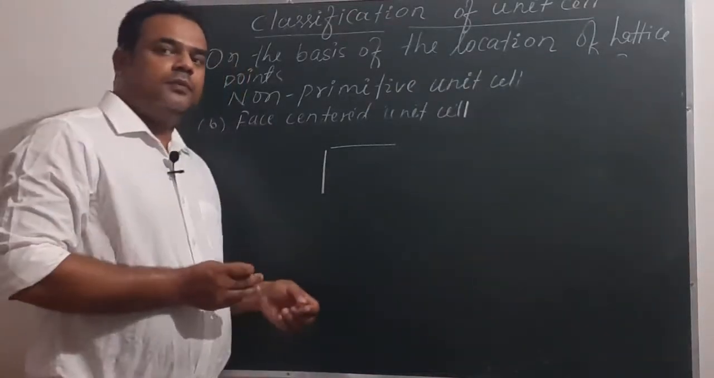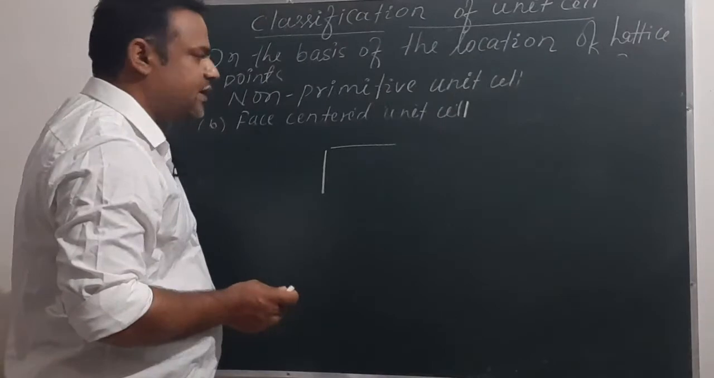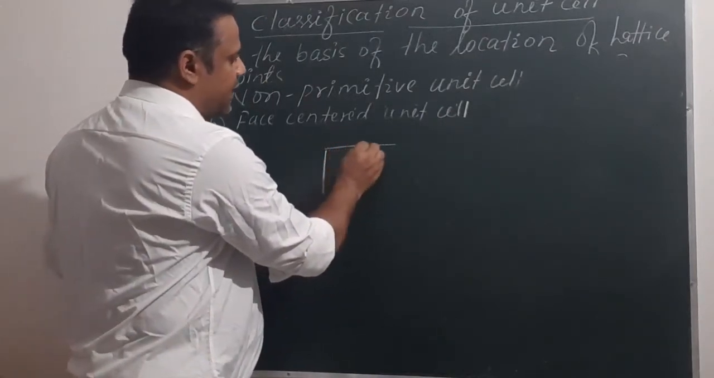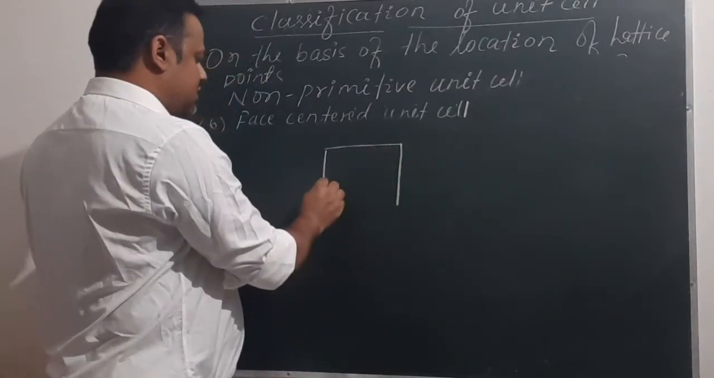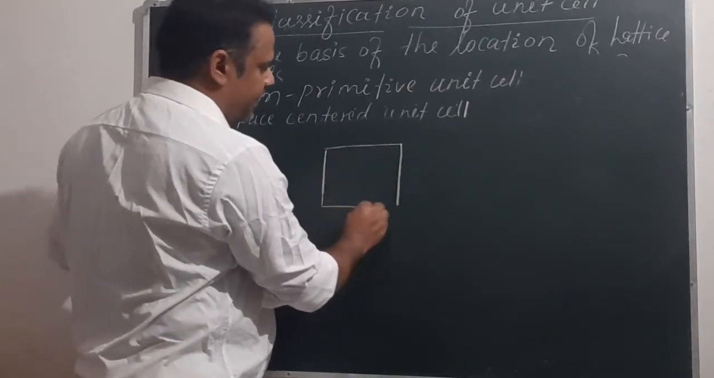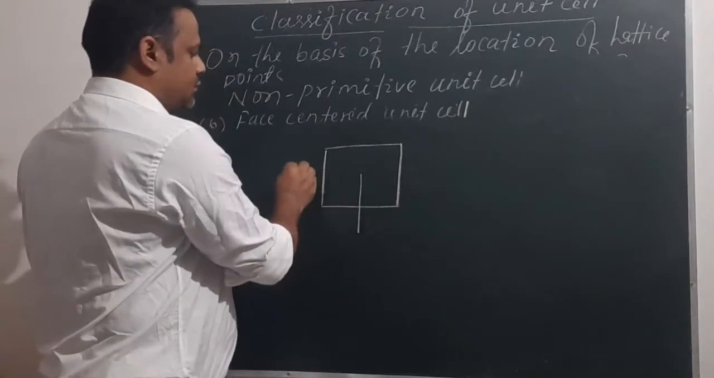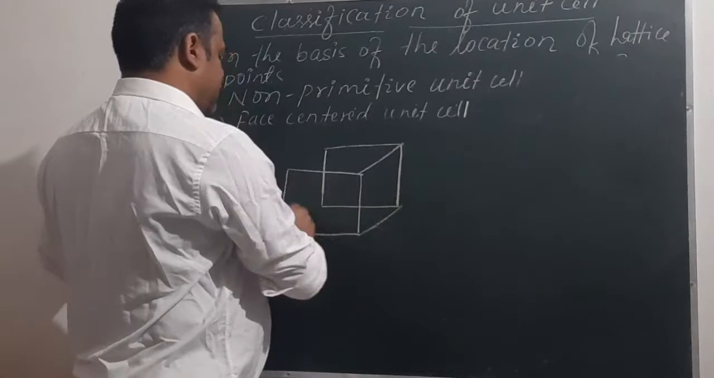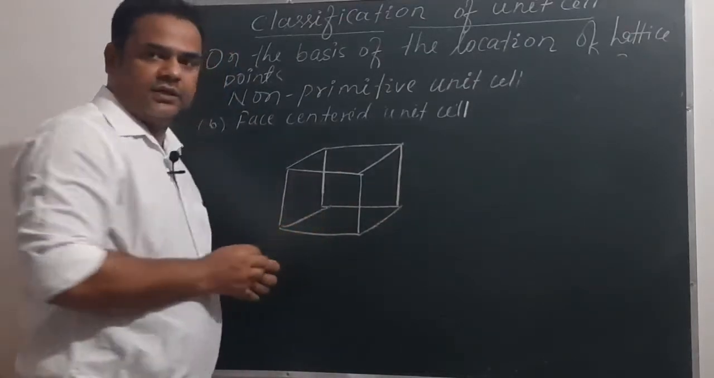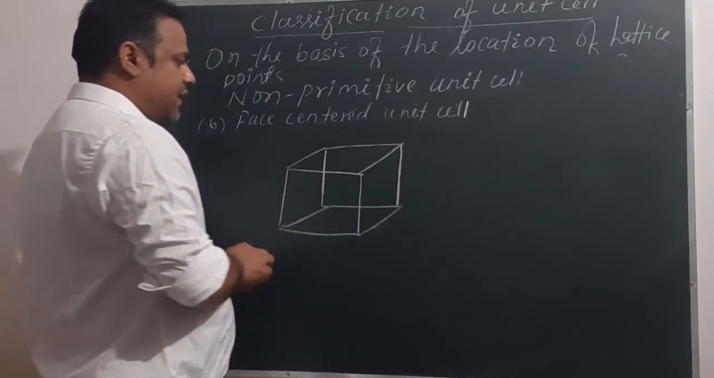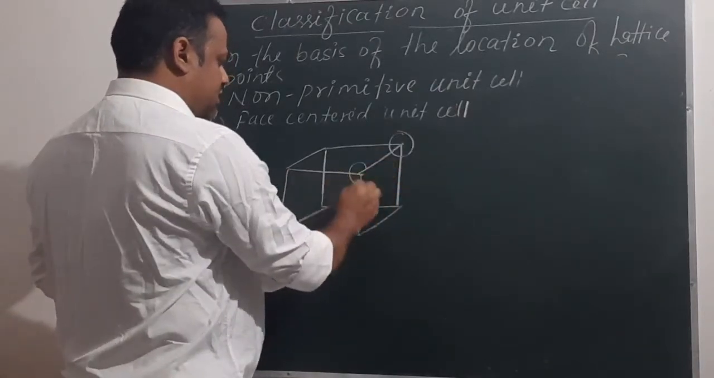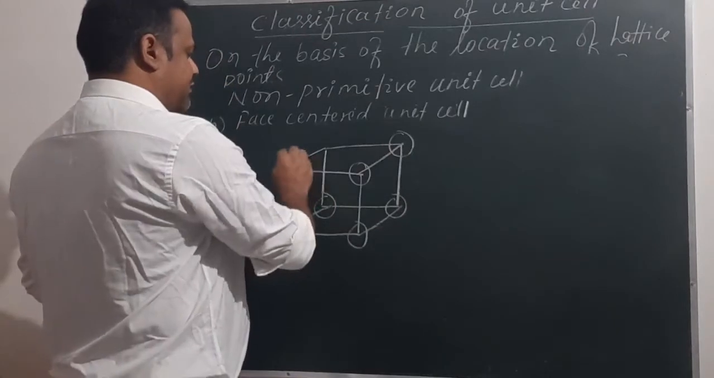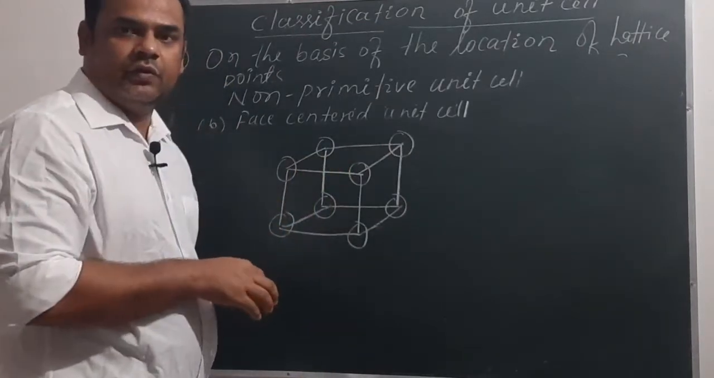So the next type of non-primitive unit cell is the face-centered unit cell. In the face-centered unit cell, constituent particles are present at the corners as well as on the faces of the unit cell. For example, you can see this one. This is a face-centered unit cell, and in it, constituent particles are present at all the 8 corners, as well as on the faces of the unit cell.